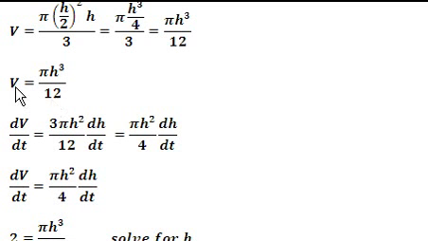Now we're going to take the derivative of this. So dV over dt is equal to, take the 3, bring it out front, 3 pi h squared dh. Alright, sorry about that, just a microphone. Then of course we tack on the dh over dt outside. Simplify this stuff down. 3 goes into 12 4 times, so we got pi h squared over 4 dh over dt.